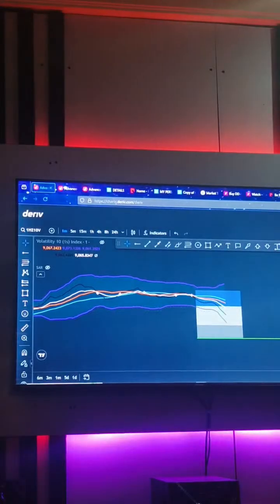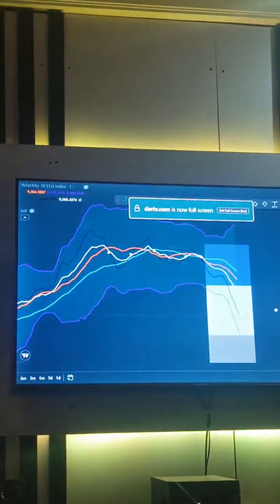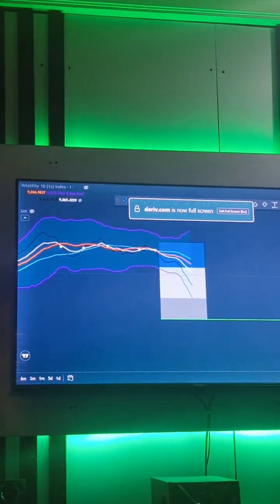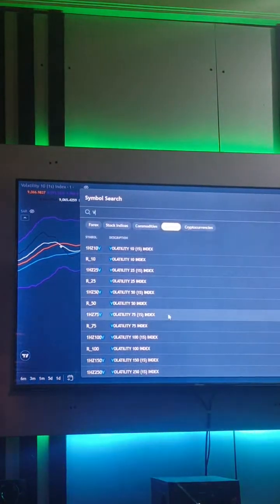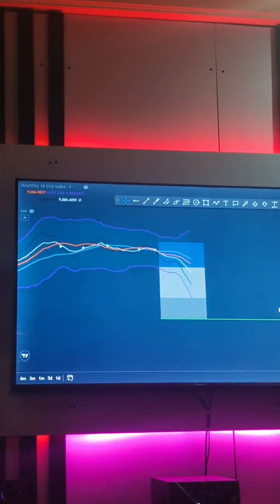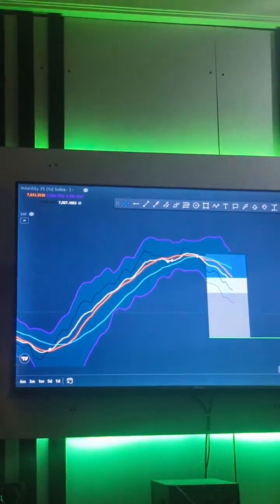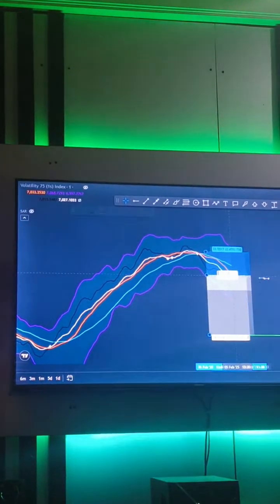Now we have almost hit TP on VIX 10s. If you entered VIX 10s, congratulations, we have almost hit TP. Let's check the 75 1s. We are still moving good on 75 1s. Just still playing around, but we're still moving.